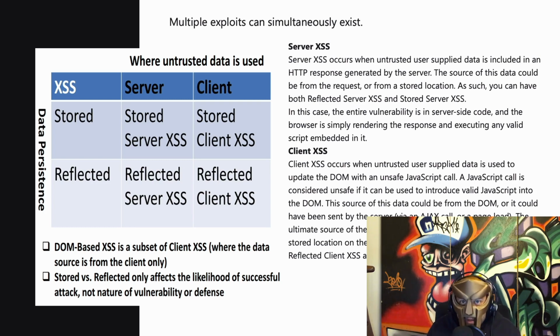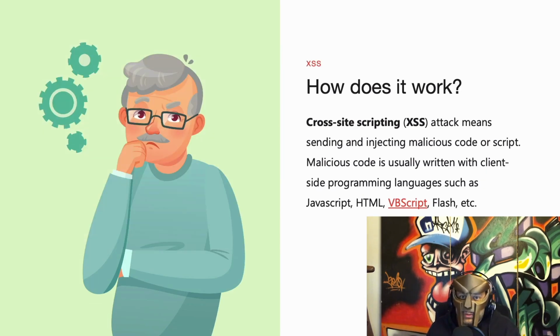So we just went through a lot of technical jargon. So how does it work? What does it do? We know that a cross-site scripting attack means sending and injecting malicious code or script. And this malicious code is usually written in browser languages like JavaScript, HTML, HTML5, VBScript, Flash, etc.